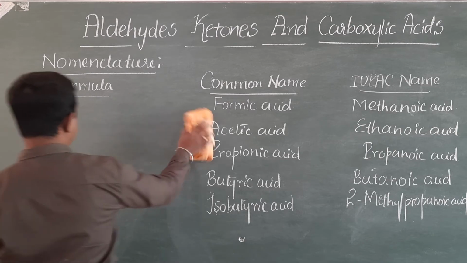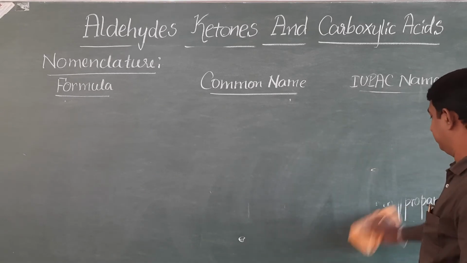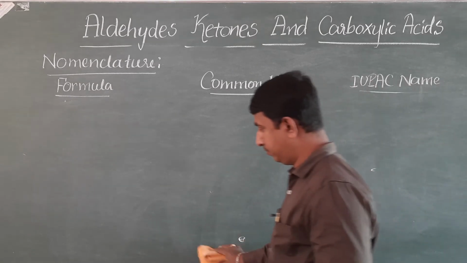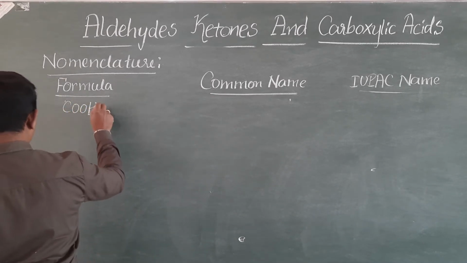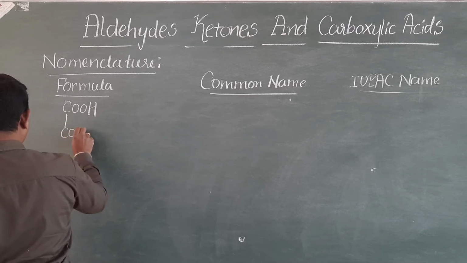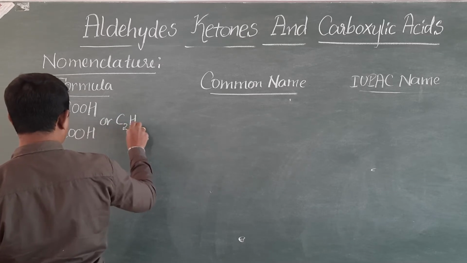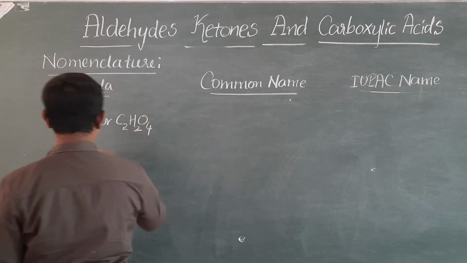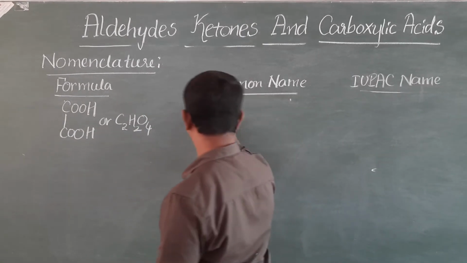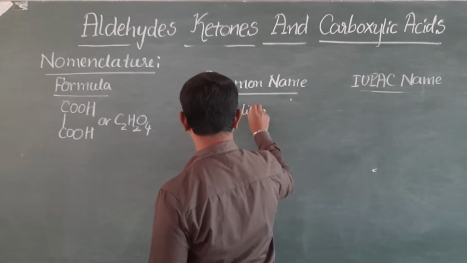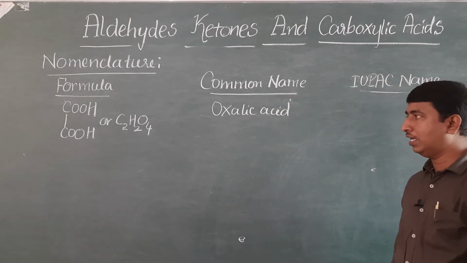Some more examples we can discuss. Next one, COOH COOH, or I can write C2H2O4. Name of this acid, common name, oxalic acid.